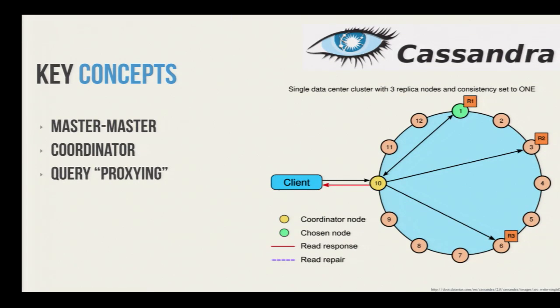How does it work? We have this master-master architecture, all nodes are interconnected, and we have a coordinator. So if I ask for a specific row or key, the coordinator will ask the nodes that are responsible for it.